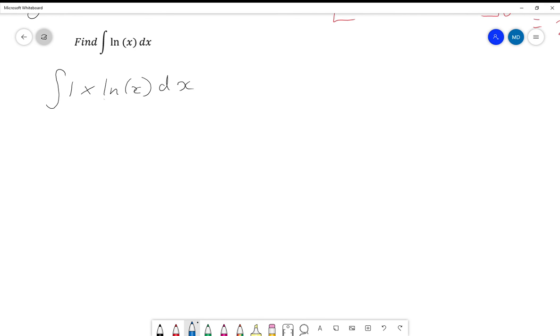So we've got v, we've got v dash, we've got u dash, and what do we want to pick? Well, the u dash, if we pick that as 1, it will get more complicated, but it will get less complicated than the natural log. So we're going to pick the natural log as the v, therefore v dash is 1 over x, and u is x.